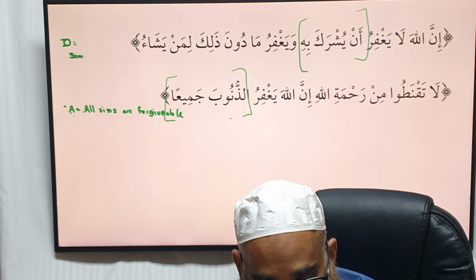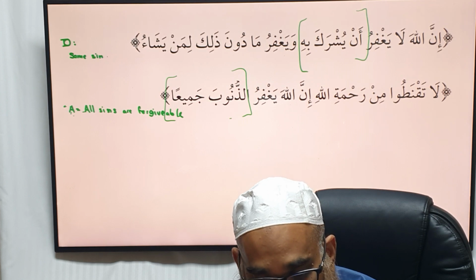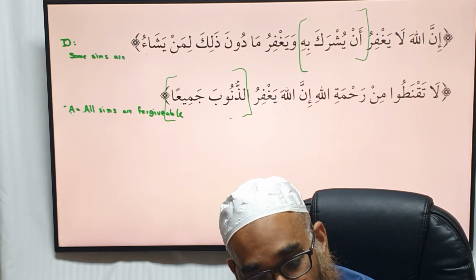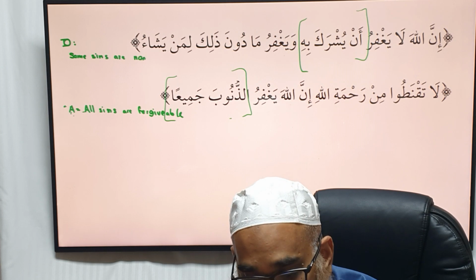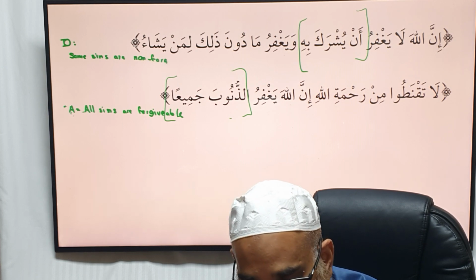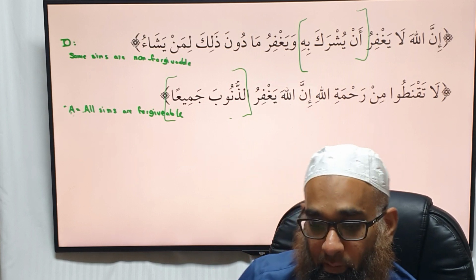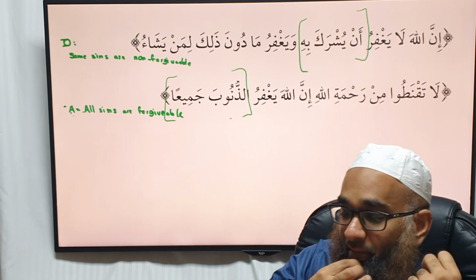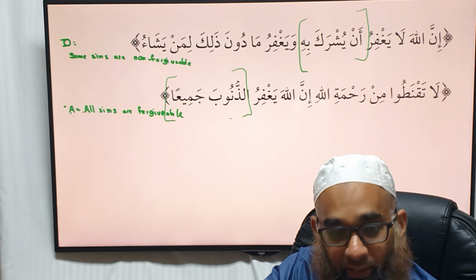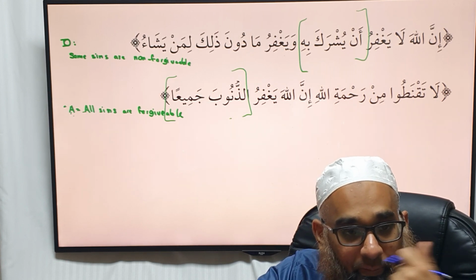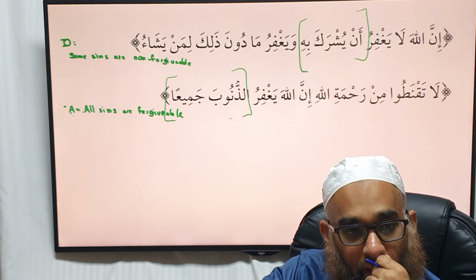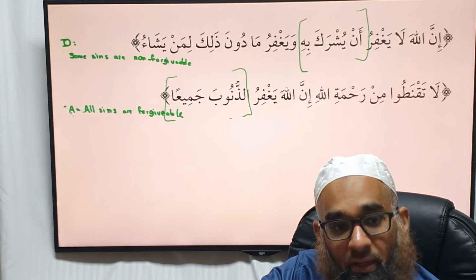But it also says some sins are forgiven. Some sins are non-forgivable. What are you saying? It does say after that, some sins are forgiven. But some are not forgiven, and some are forgiven. So which one did they say? It's both. So some means some are not forgiven, and some are forgiven.